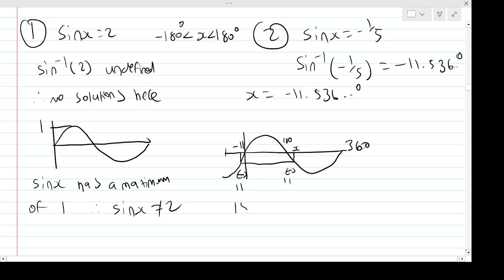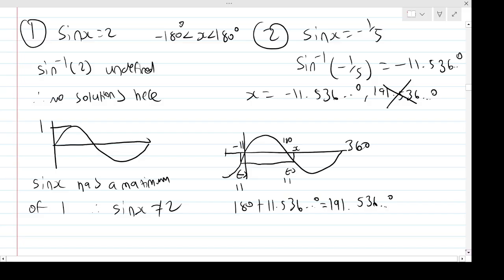So if we do that, 180 add 11.536, that would get me 191.536 degrees. So that'd be my next solution, right? Okay, but of course we can only go up to 180, right? This exceeds 180, so we actually can't have that solution. So we do not add 360.